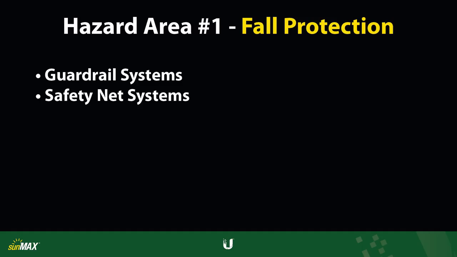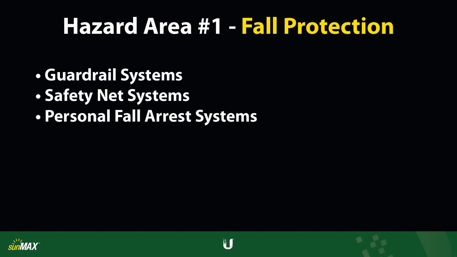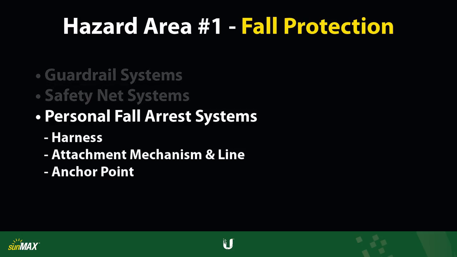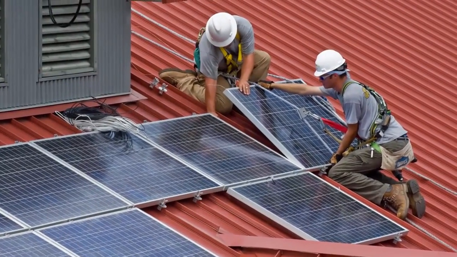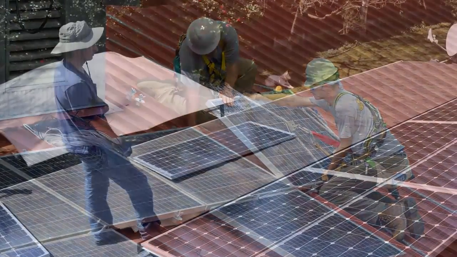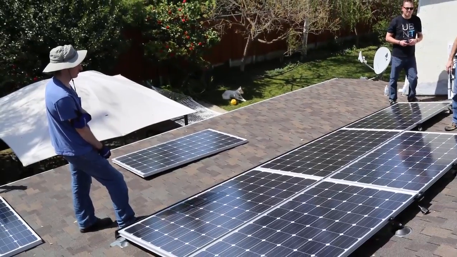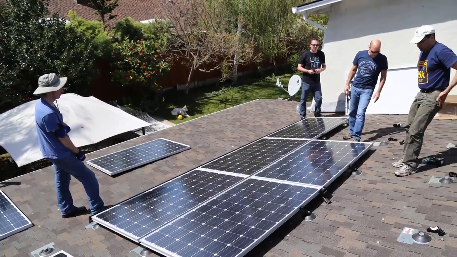The first hazard area to consider is fall protection, which means effective use of guardrail systems, safety net systems, and/or personal fall arrest systems, whenever and wherever necessary. A personal fall arrest system typically consists of a secure body harness attached to a line that connects to an anchor point to prevent or stop a fall before injury can occur. Lack of fall protection is the #1 cause of serious accidents at solar sites, so be sure to inspect, identify, and properly secure the job site against potential fall hazards.